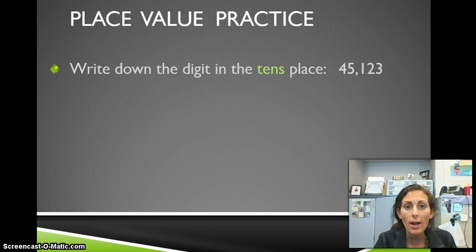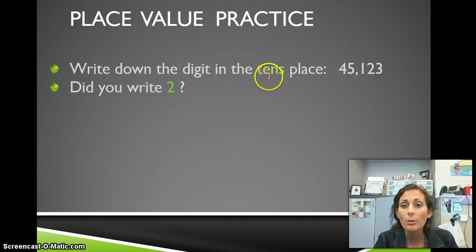Here's some place value practice, and it's a review over what we've done already. It says to write down the digit in the tens place. So as we look at this number, 45,123, the 3 is in the ones, the 2 is in the tens place. So the digit in the tens place would be the 2.